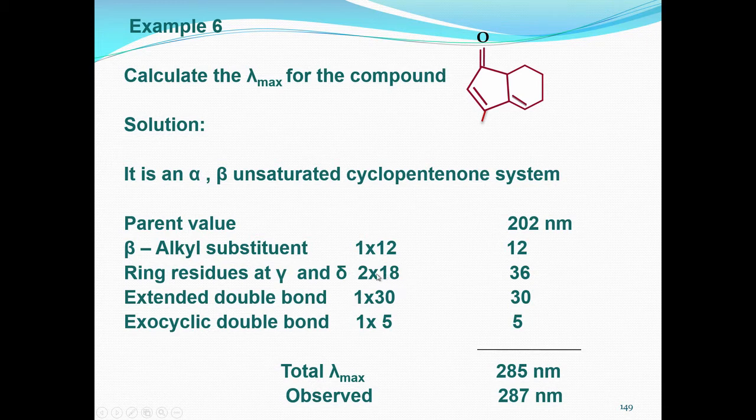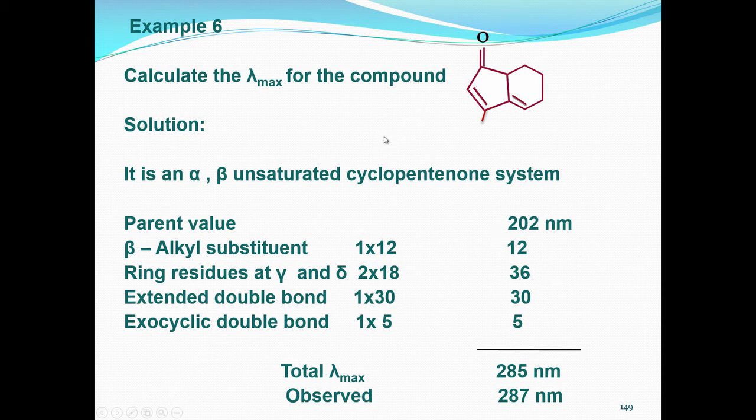So, each gamma contributes about 18 nanometers, that makes it 30. The extended double bond is another addition of 30 nanometers, and then the exocyclic double bond. Which one is that? This double bond is exocyclic to this 5 membered ring. It is attached outside immediately through one of the corner carbon atoms. So, that is the exocyclic double bond. Lambda max expected is 285 and observed is 287 nanometers.